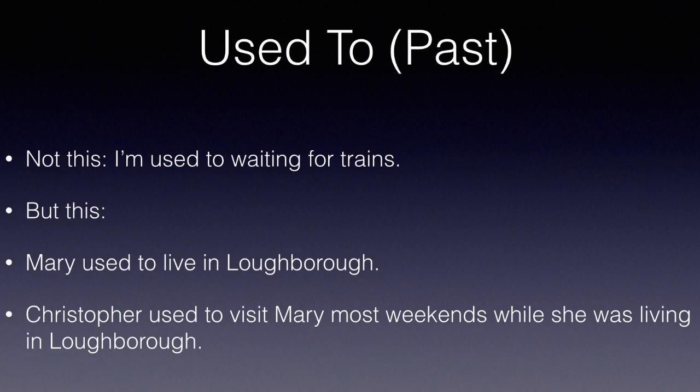Next we have used to for the past. First I need to distinguish it from used to as in I'm accustomed to. So I've written on the first line, not this, I'm used to waiting for trains. That's got nothing to do with the past. That's a different form of used to. It's followed by the gerund, I'm used to waiting for trains. And that just means it is normal for me to wait for trains.